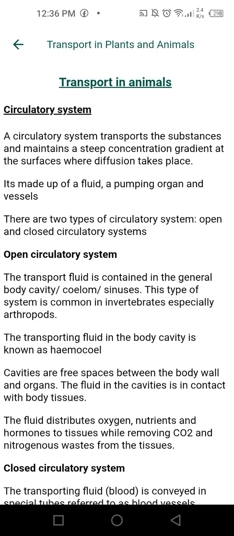Open circulatory system. The transport fluid is contained in the general body cavity, coelom, sinuses. This type of system is common in invertebrates, especially arthropods. The transporting fluid in the body cavity is known as hemolymph. Cavities are free spaces between the body wall and organs. The fluid in the cavities is in contact with body tissues. The fluid distributes oxygen, nutrients, and hormones to tissues while removing CO2 and nitrogenous wastes from the tissues.